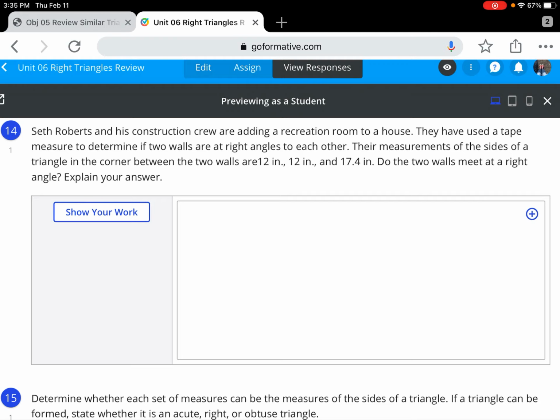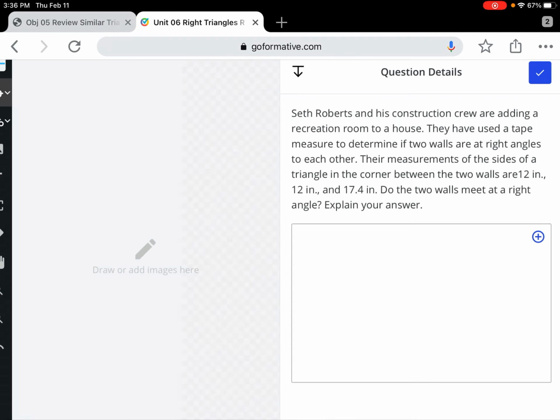Seth Roberts and his construction crew are adding a recreation room to a house. They've used a tape measure to determine if two walls are right angles to each other. Their measurements of sides of a triangle in the corner between the two walls are 12 inches, 12 inches, and 17.4 inches. Do the walls meet at a right angle?